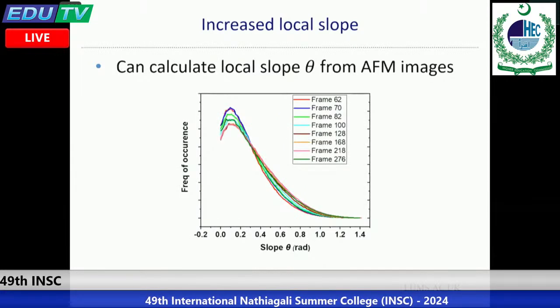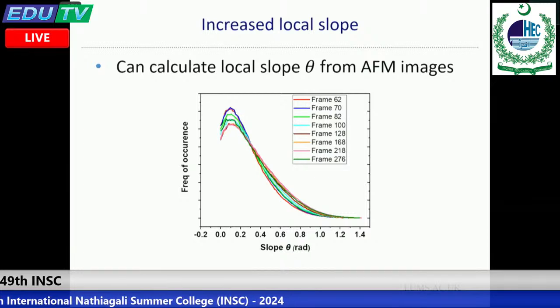And in fact, if you use the atomic force microscopy images to calculate what the local slope is, you can actually see that although the peak does not change very much here, as you make the film thicker and thicker, you get many more areas where the slope is larger. And again, for those of you who do atomic force microscopy, I strongly recommend doing this analysis of the local slope. It's incredibly easy. A simple Python program is enough to achieve it.